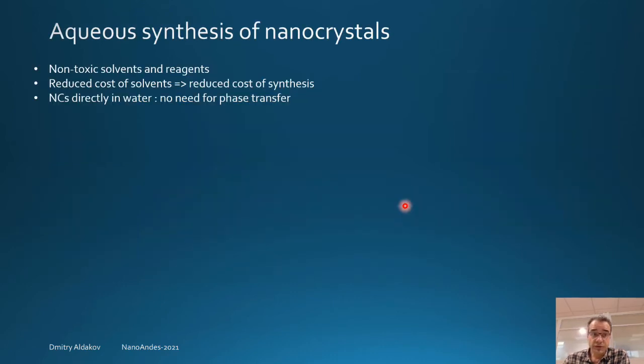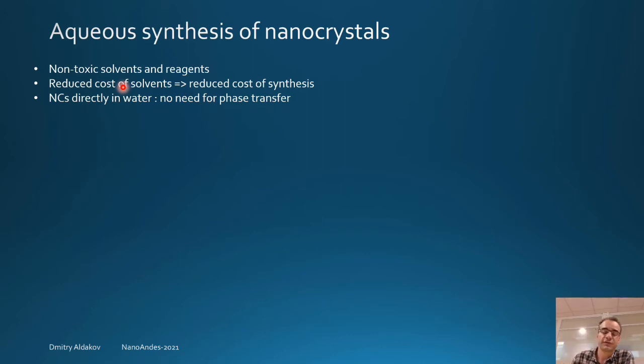I should say a couple of words about aqueous synthesis of nanocrystals. The logic of why we are interested in aqueous synthesis of nanocrystals is pretty simple. Well, first, water is non-toxic. We want to get rid of organic solvents, which are in addition more expensive. Organic solvents always cost some extra. And finally, the very nice advantage is that you synthesize nanocrystals directly in water.